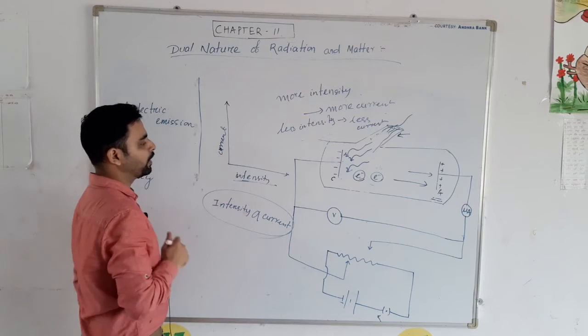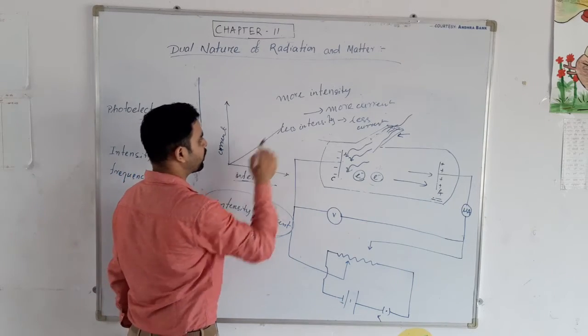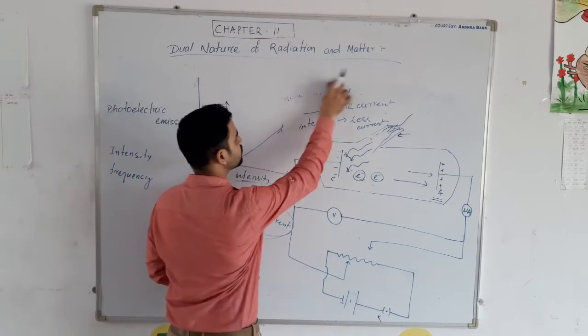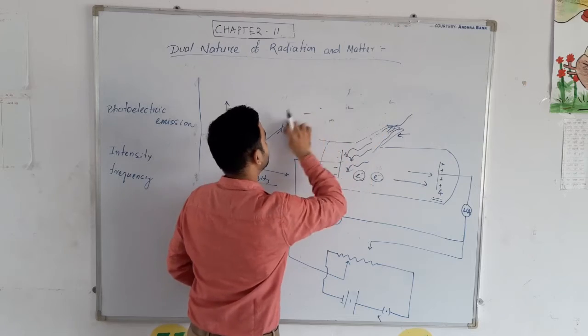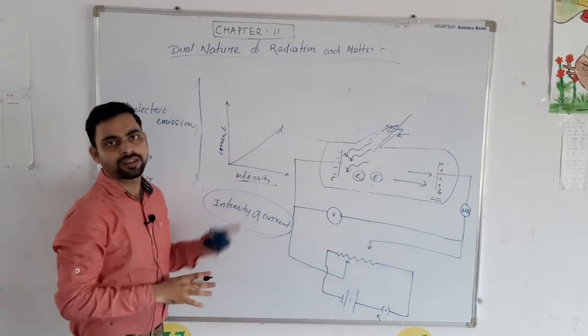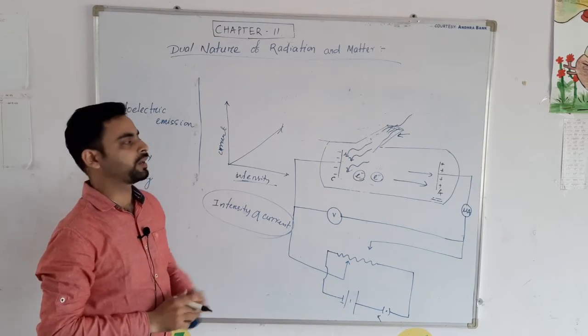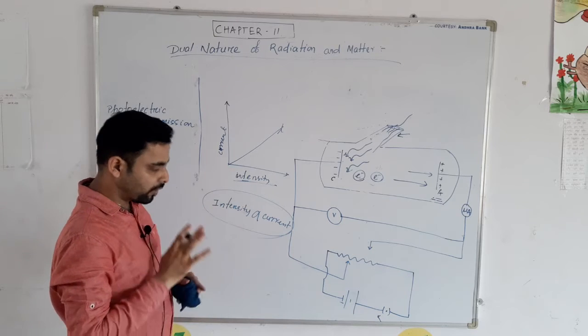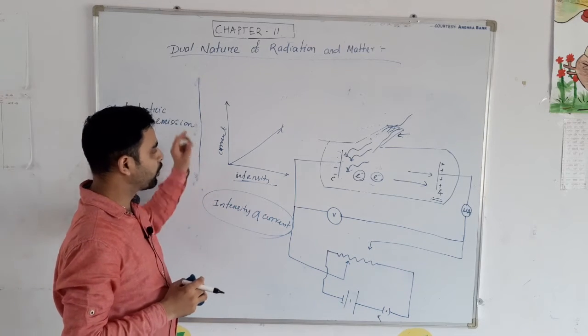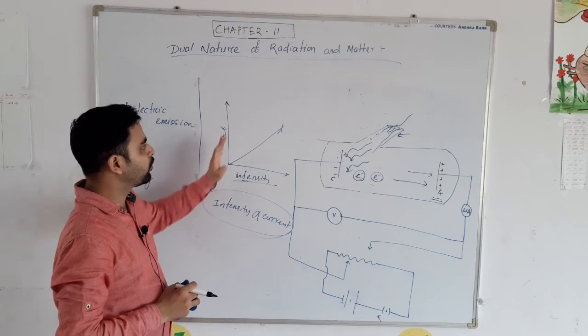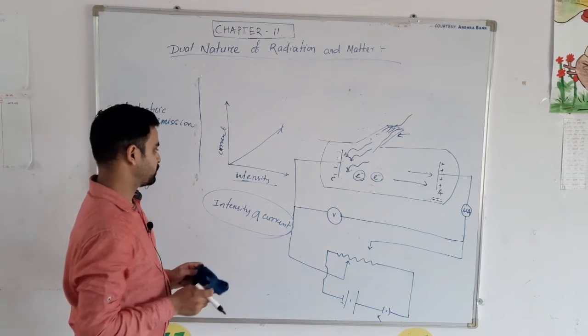So the graph between intensity and current will be a straight line. Okay, so if a question asks you to show the graph between intensity and current, the graph will be a straight line.